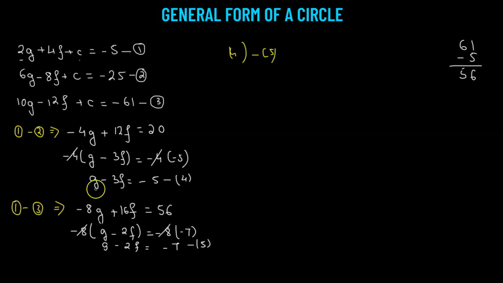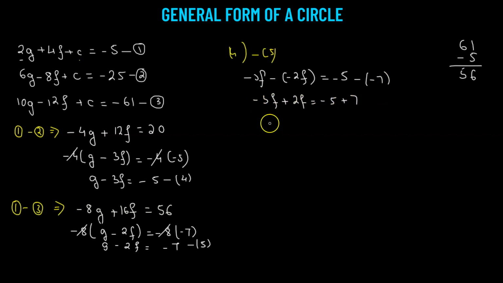So we have g and g cancelling out. Now we have negative 3f minus negative 2f equals negative 5 minus negative 7. That leaves us with negative 3f plus 2f equals negative 5 plus 7. So we get negative f equals positive 2. So let's make it f equals negative 2.